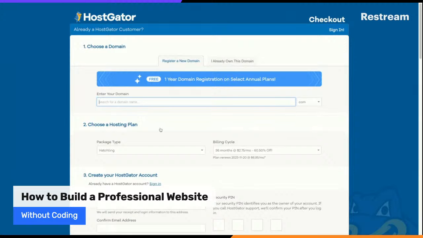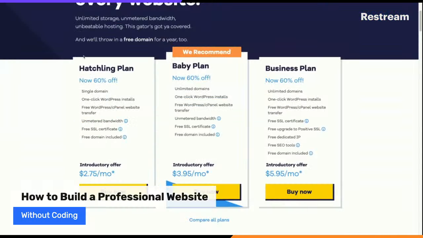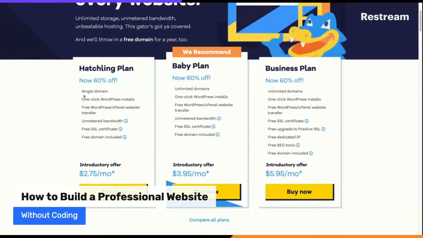Let's go back. What are the features of your Archlink plan? You can always do this yourself, so it's not really a big deal. It can be used on a single domain. Of course, you can install WordPress. There's also a cPanel website transfer, so in other words, if you want to move this hosting to a different platform, you can actually do that. Unmetered bandwidth, which means it doesn't restrict you in any way. Free SSL certificate. This is very important for a website.